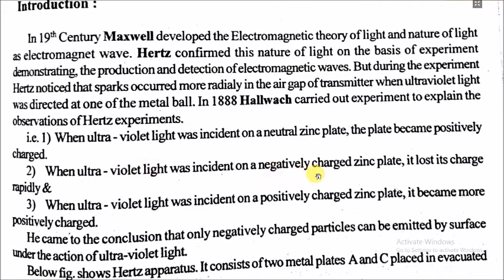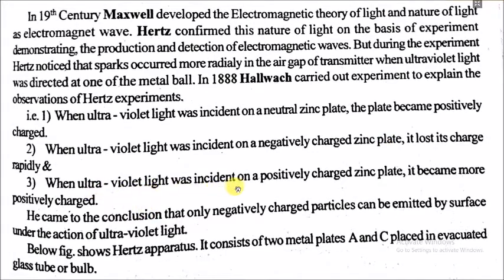But when ultraviolet light was incident on a positively charged zinc plate, it became more positively charged. Means three results were there: the neutral plate converted into a positively charged plate, the negatively charged plate converted into a neutral plate, and the positively charged plate became more positive. From all these observations, he concluded that only negatively charged particles can be emitted by the surface under the action of ultraviolet light.